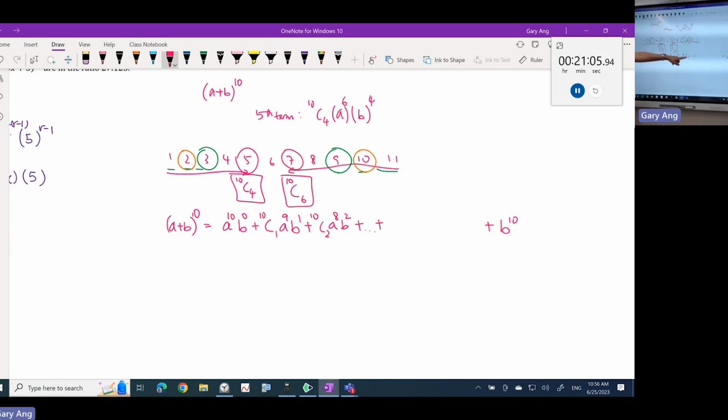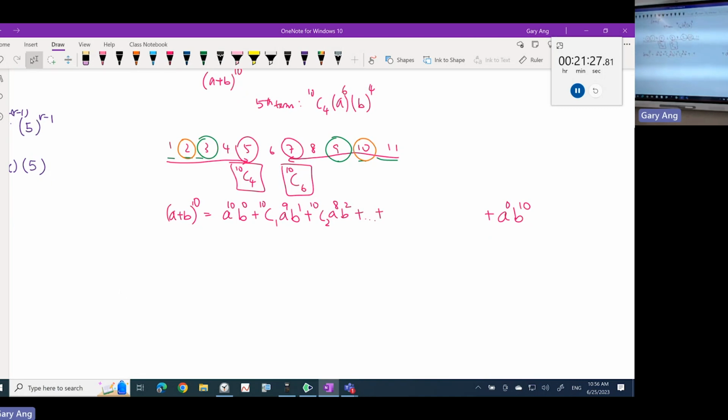Okay, B power 10. Why? Remember what we talked about? The A transfers the power to B, right? Slowly, one by one transfer. So by the time you reach the last term, the A got 0 power already. That's the whole idea. 0 power, and then all the power transfers to B. Correct? Okay. How about the second last one?